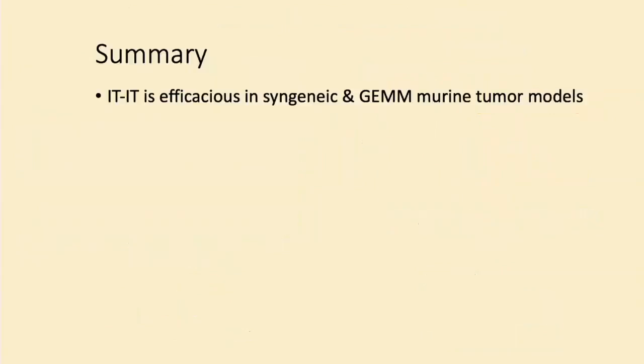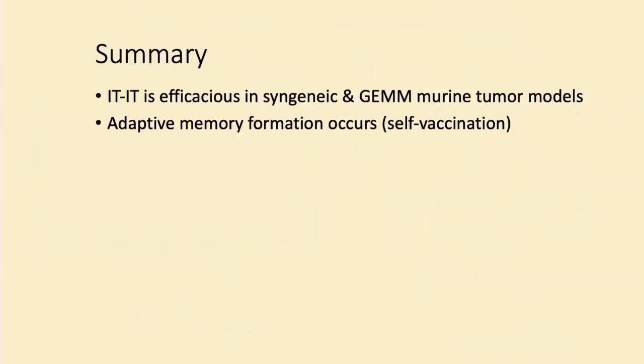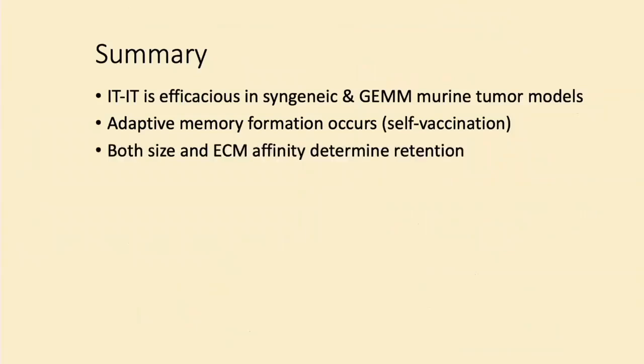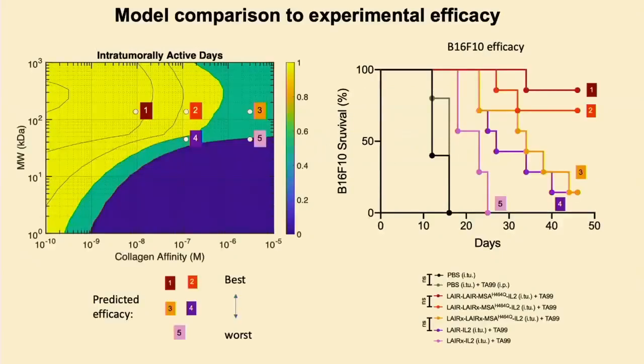In summary, this works and works in the genetically engineered mouse models. We do form T-cell memory that protects against rechallenge and can also cure remote uninjected tumors. In terms of making these retained agents, bigger is better and tighter binding is better. That's the take-home message of this. You want to be up to the left where it's most yellow because it's the biggest and highest affinity.